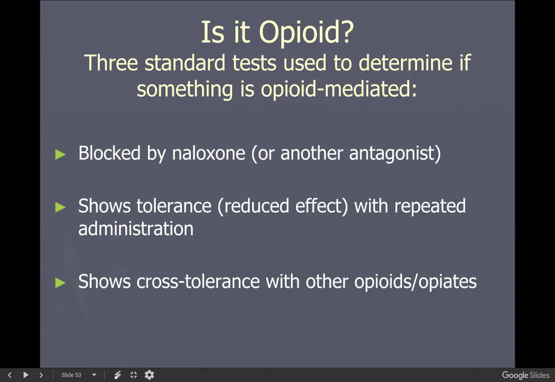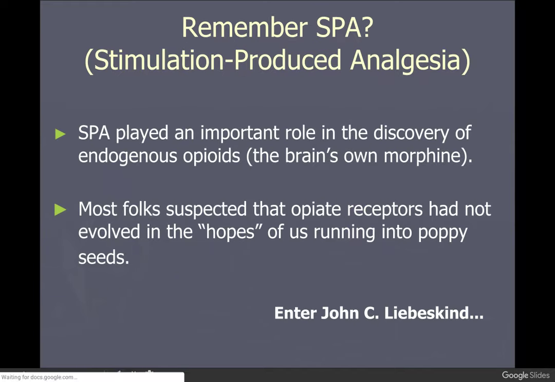Is it opioid? Three standard tests. Can it be blocked by naloxone or another antagonist? And you'll recall that naloxone, you would know it as Narcan because now it's sold. They used to give it to us, big jars of it for free. It's a receptor antagonist. Does the thing show tolerance, reduced effect with repeated administration? Because that's characteristic of opioids and opiates. And does it show cross tolerance with other opioids and opiates?